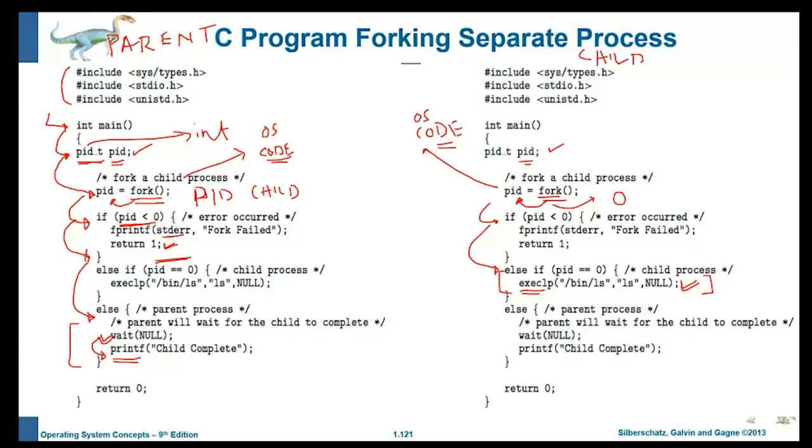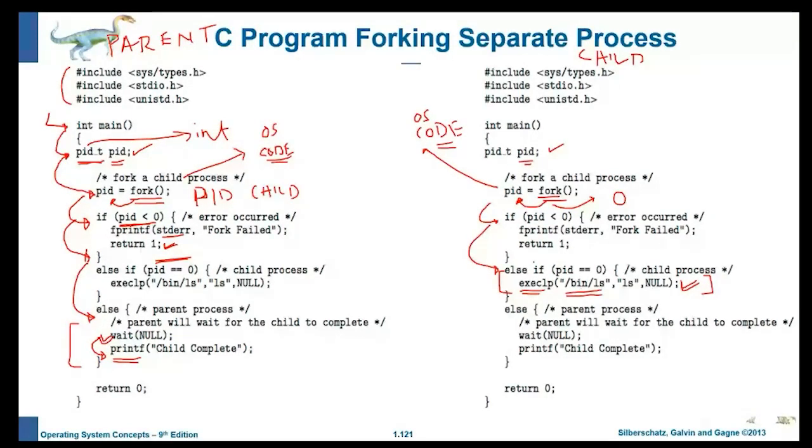So the parent still has the program on the left, but the child can choose to run a different program. So here it is choosing to run the ls program. The ls program, as we have all seen in the lab, lists the contents of the current directory. So we have chosen that program.